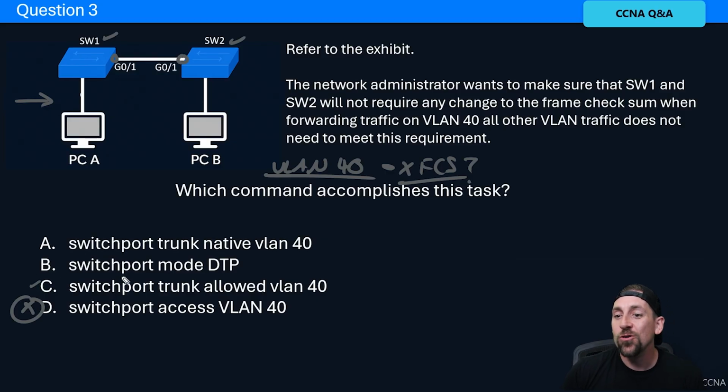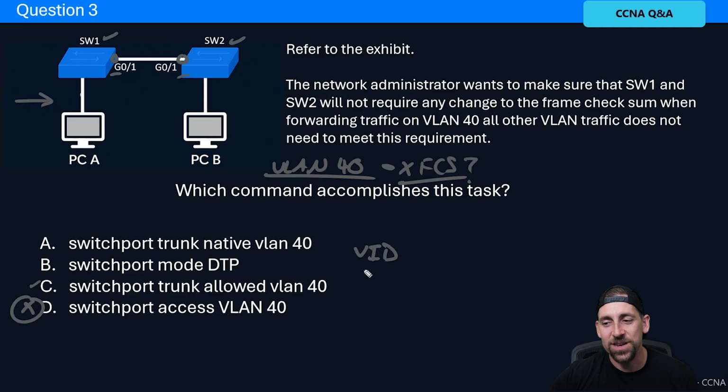B, switchport mode DTP. So then I allow these interfaces to auto-negotiate trunk links. Again, auto-negotiation of trunk links doesn't necessarily prohibit frame checksums from being changed on this link for VLAN 40. It allows for the negotiation of the trunk link, which very likely, if it's going to negotiate the trunk link and not set up VLANs allowed and just allow VLANs if the trunk were to be set up appropriately, which we don't even know if it would because we don't know what the interface settings are here. Even if that were to happen, if VLAN 40 were allowed, it's going to be tagged with VLAN 40 with a VID.